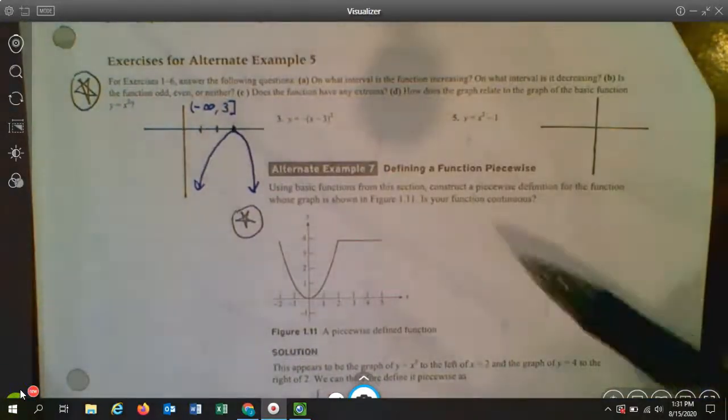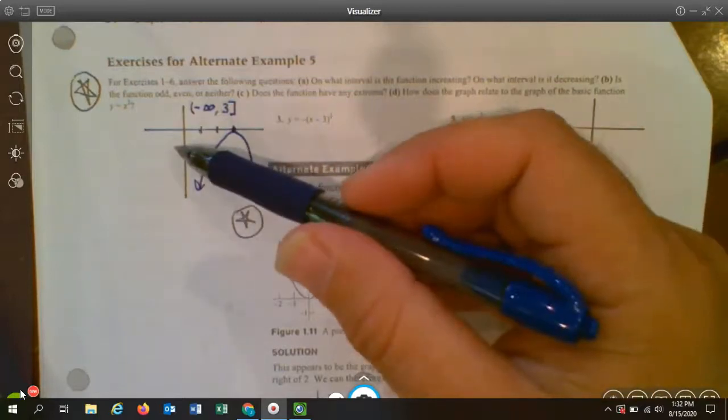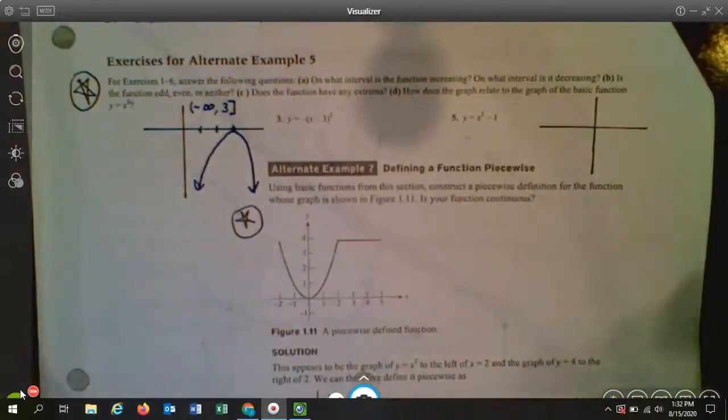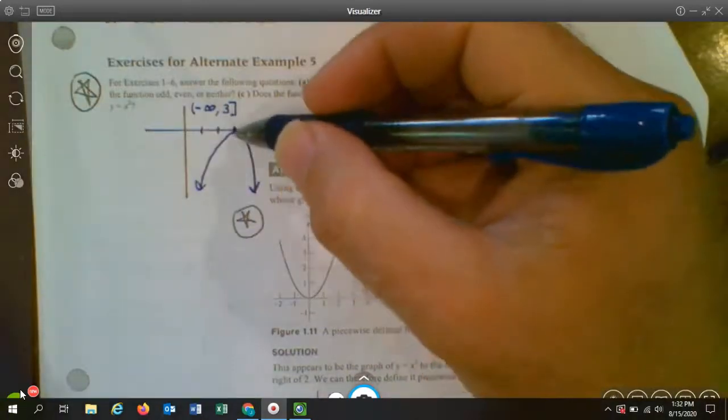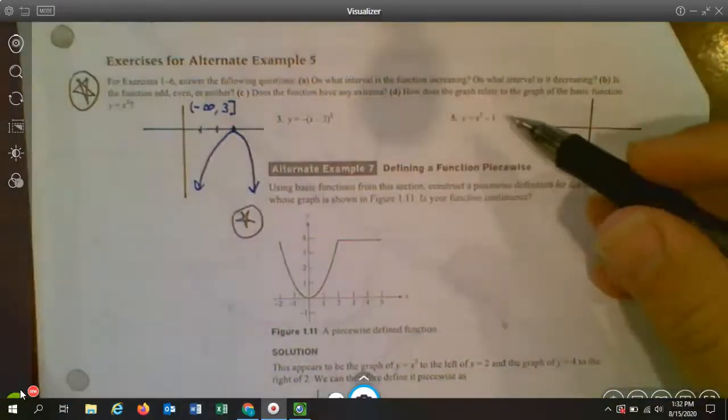And just a reminder on something we said in the earlier video, increasing just means that as I move from left to right, the y values are getting bigger, right? And that's all that it takes to be an increasing portion of the graph. And decreasing, the y values are getting smaller as I move from left to right. So we know those are decreasing.